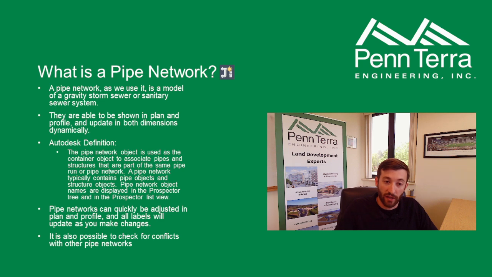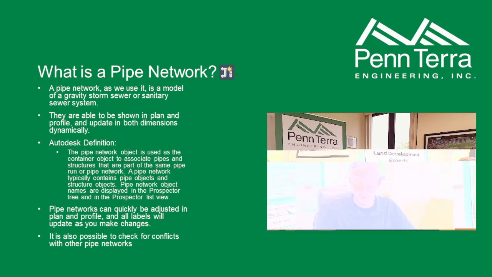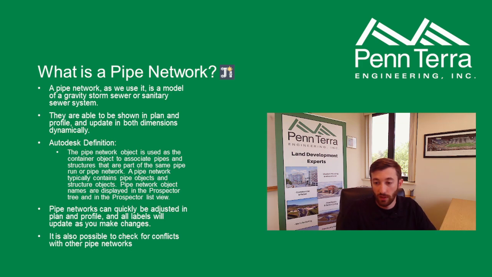I have the Autodesk definition of a pipe network there. I'm not going to read it to you, but the gist of it is you're going to have a grouping of pipe objects and structure objects, and those all work together to form the pipe networks. One of the benefits is that they can be quickly adjusted and labeled, and the labels are also dynamic, and you can use them to check for conflicts against one another.